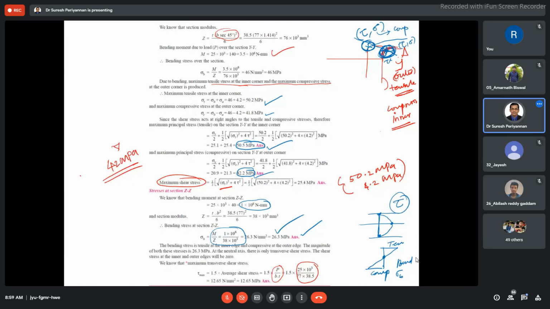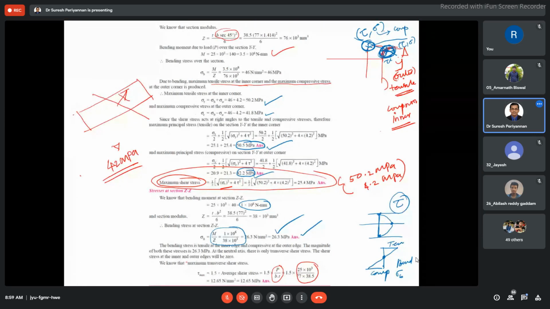Here, whatever we discuss, this tau max is different because this looks like an oblique plane, right? This is the plane we discussed in the beginning of the class. Hence, we are applying the principal stress equation here. Here we are directly considering the shear stress equations, which I have shown in the PDF. You go through that. This is for rectangular section.